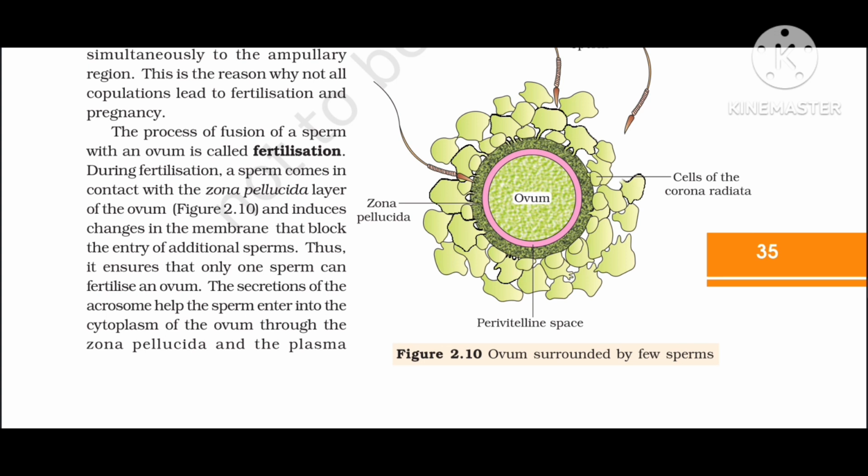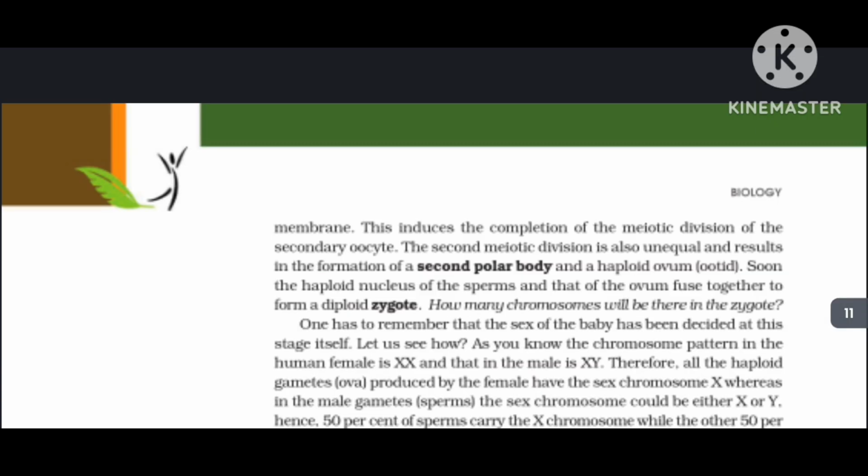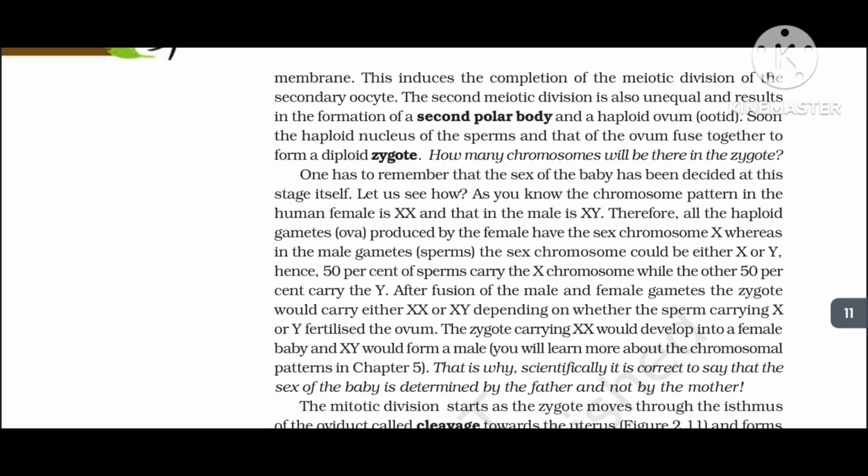The secretion of the acrosome helps the sperm enter into the cytoplasm of the ovum through the zona pellucida and the plasma membrane. This induces the completion of the meiotic division of the secondary oocyte. The second meiotic division is also unequal and results in the formation of a second polar body and a haploid ovum, the ootid. Soon the haploid nucleus of the sperm and that of the ovum fuse together to form a diploid zygote. How many chromosomes will be there in a zygote?